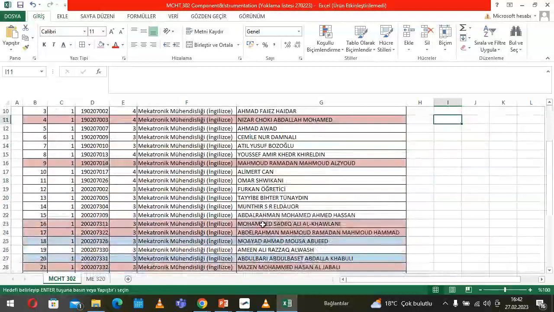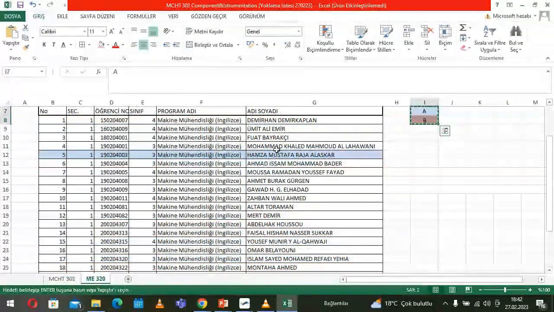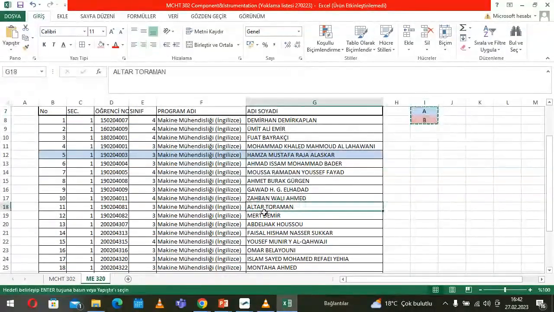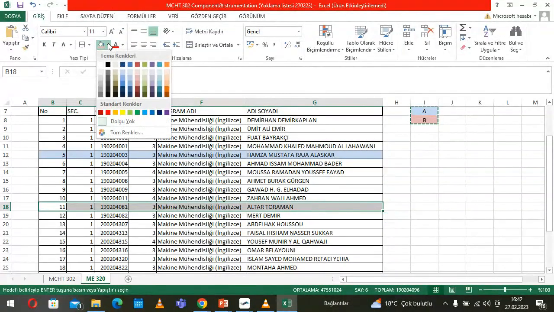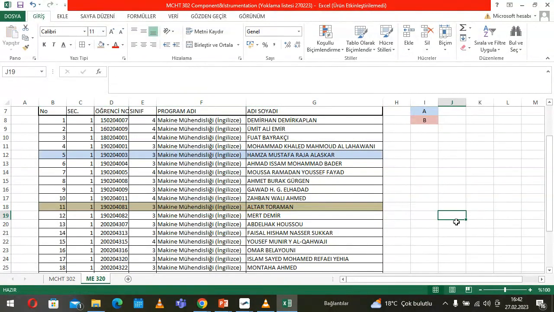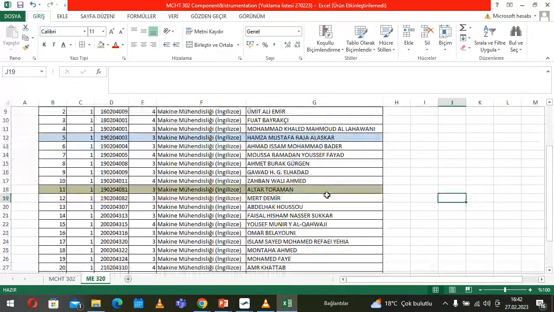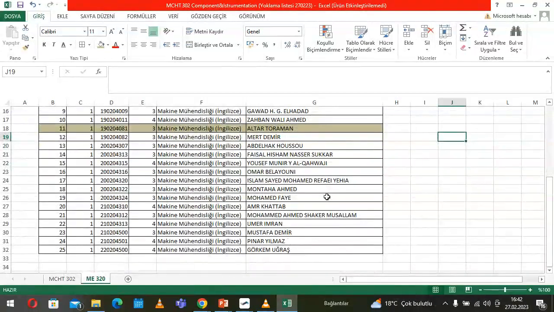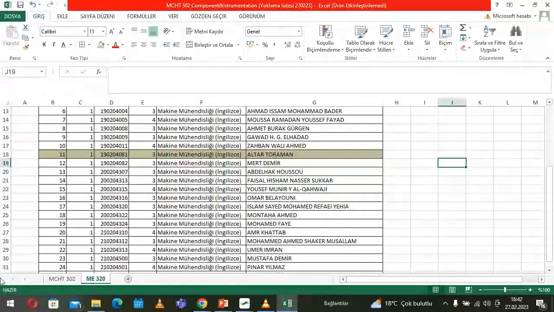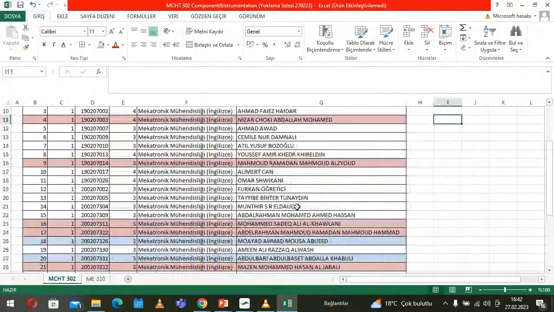Third group now. Yes. Alpar Toraman, his mechanical engineering. Alpar Toraman. Yes, this one. So then mark it. Okay. Amin Al-Wash, his mechatronics engineering. Mechatronics. Okay. Must be in this list. No, this is mechanical. Okay. Here.